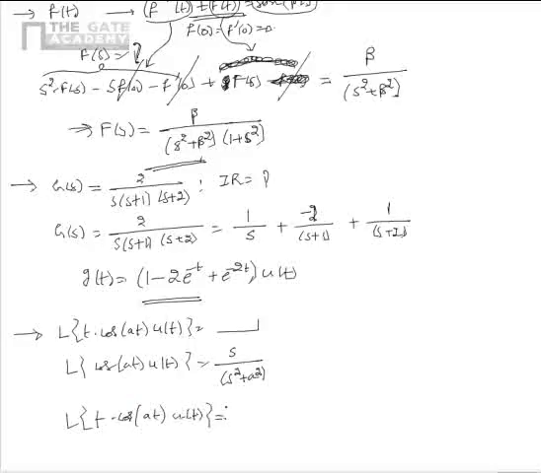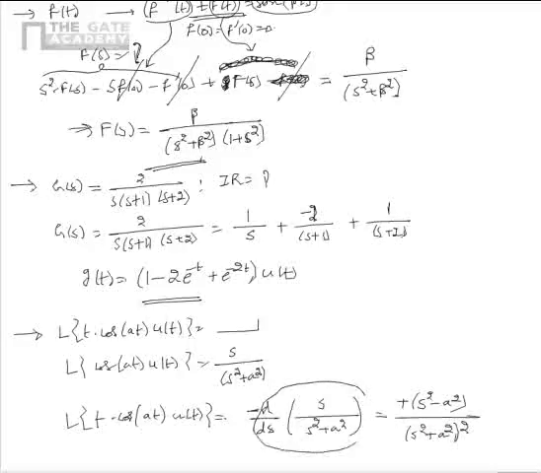From this we can write that the Laplace transform of t cos(at) u(t) is equal to minus d by ds of s divided by s square plus a square, which upon simplification becomes minus of (s square minus a square) divided by (s square plus a square) whole square. This is upon finding the derivative of s by s square plus a square. So the Laplace transform of t cos(at) u(t) is equal to (s square minus a square) divided by (s square plus a square) whole square.